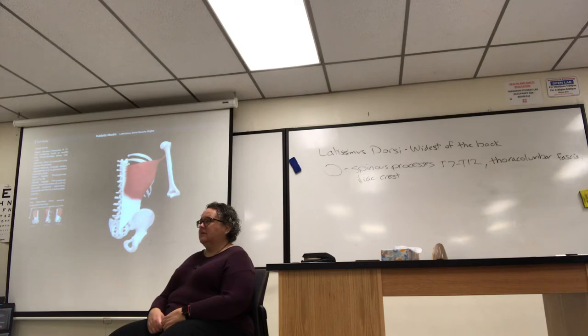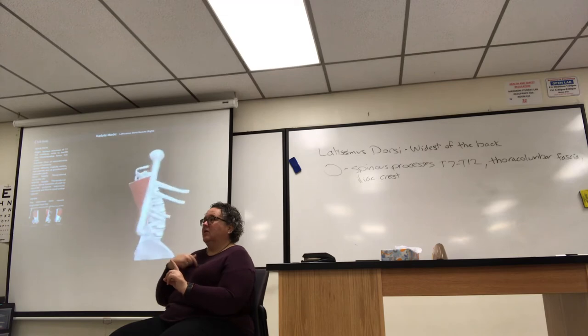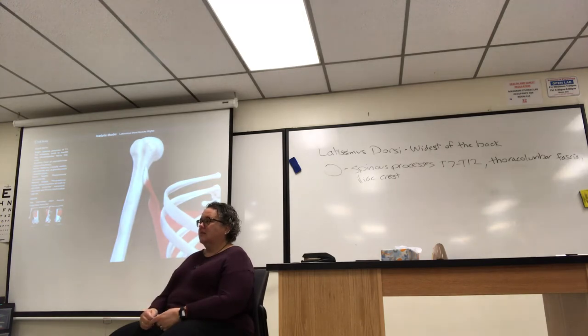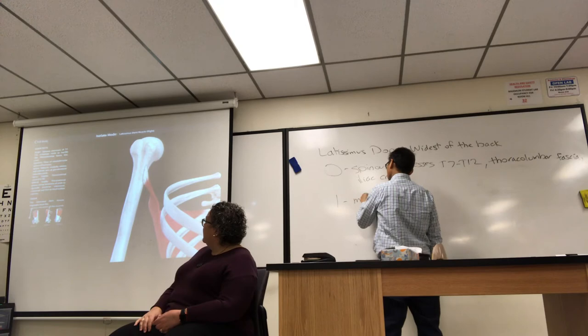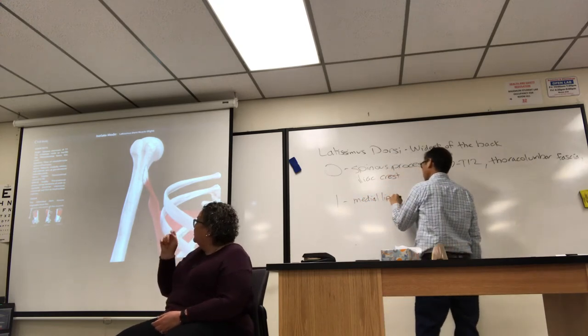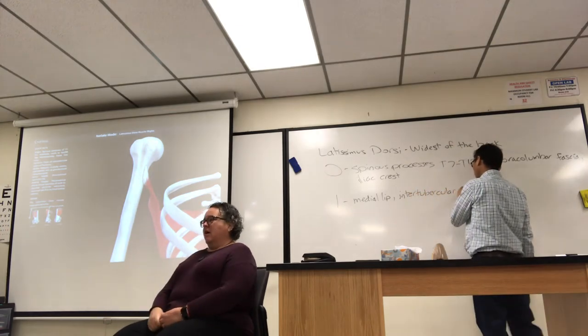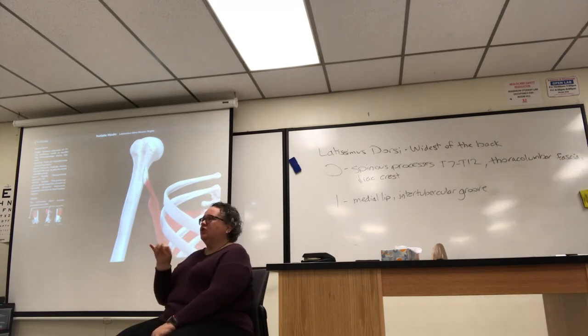Okay. That big wide muscle, it converges onto one point. Let me zoom in on it. Go to the front of the arm. I'm going to call that the medial lip of the intertubercular groove. That's the insertion. It inserts on the arm, so it can move the arm. There's one attachment that wasn't listed here that I would like you to know.